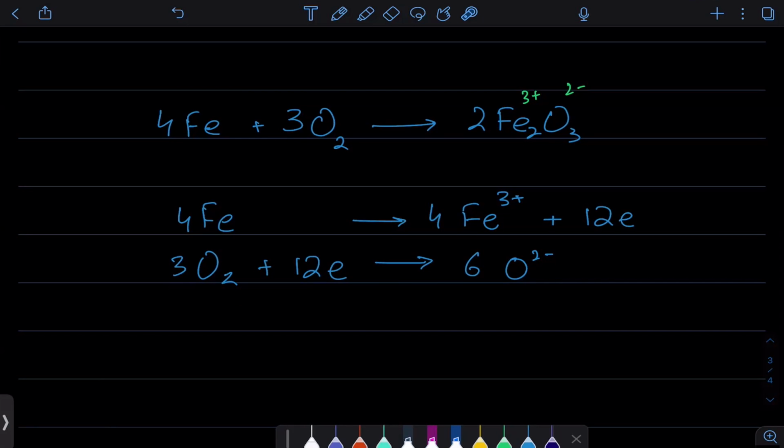After that, I balanced the charges. How? This is -12, so this must have gained 12 electrons. This is a positive 12, so this must have lost 12 electrons. And that's how I did it.